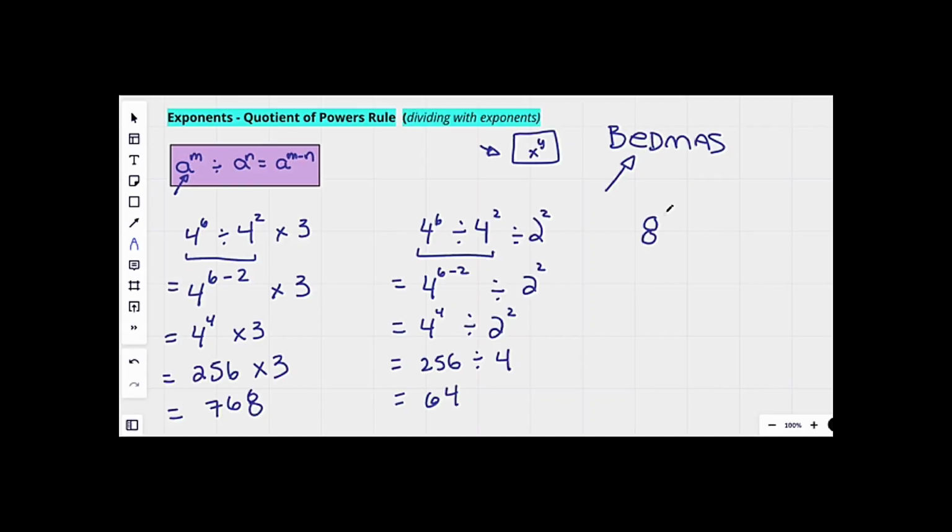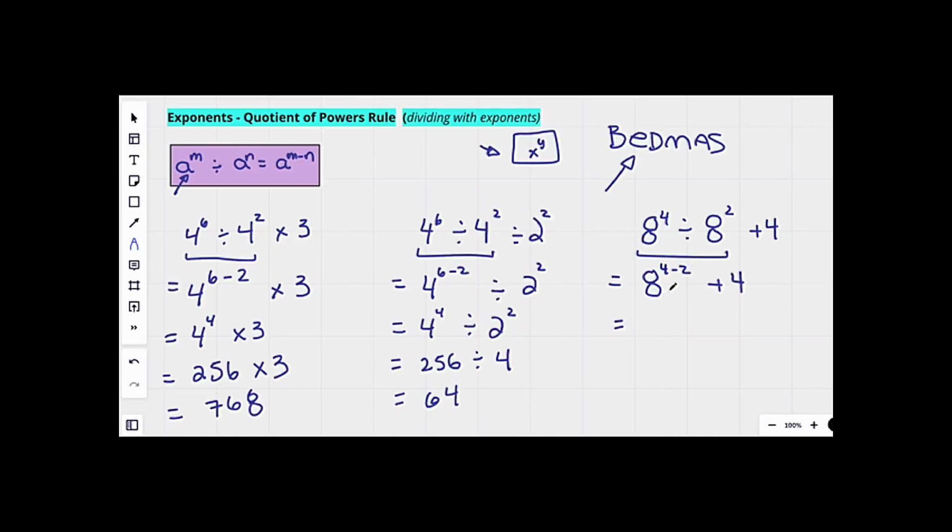So what if we have 8 to the power of 4 divided by 8 to the power of 2 plus 4. So again, exponents come first because that is our order of operations. And so we look at our exponents and we notice that we have the same base. And so we have the same base, we can apply our quotient of powers rule. Our base stays the same, and now we can subtract our exponents. And we still continue to bring our addition because it's still part of the question.